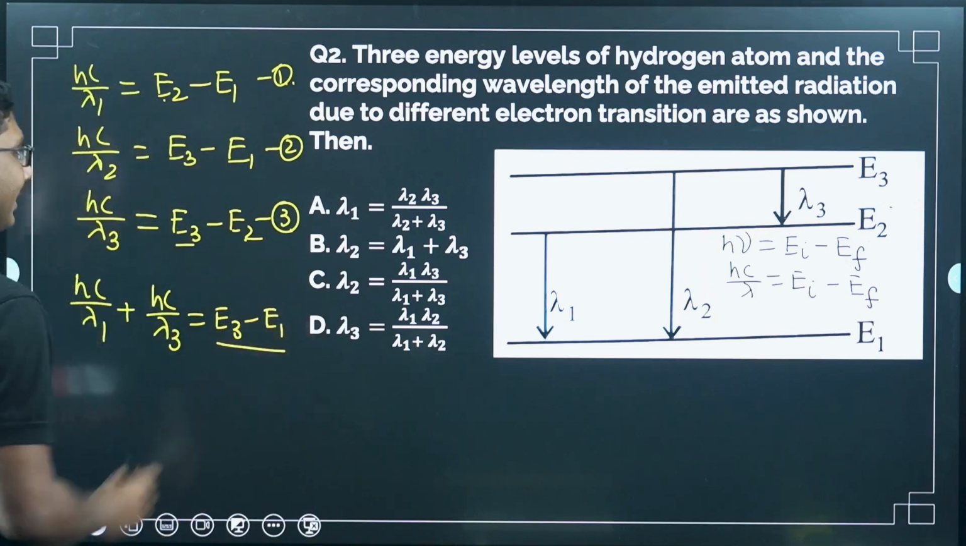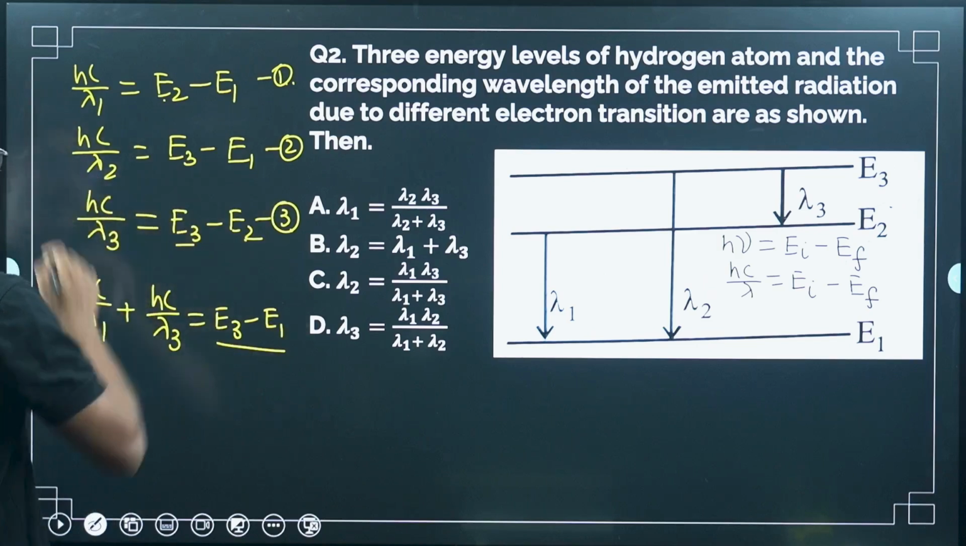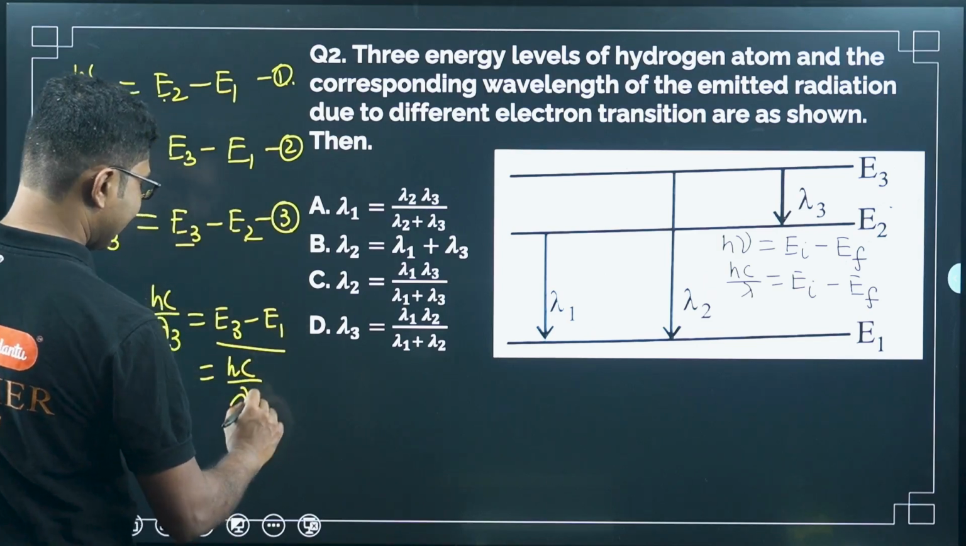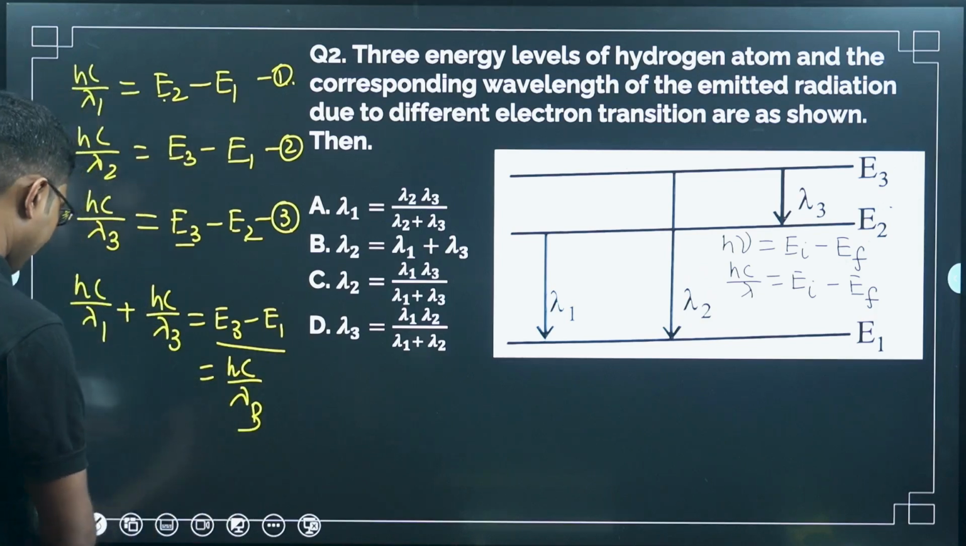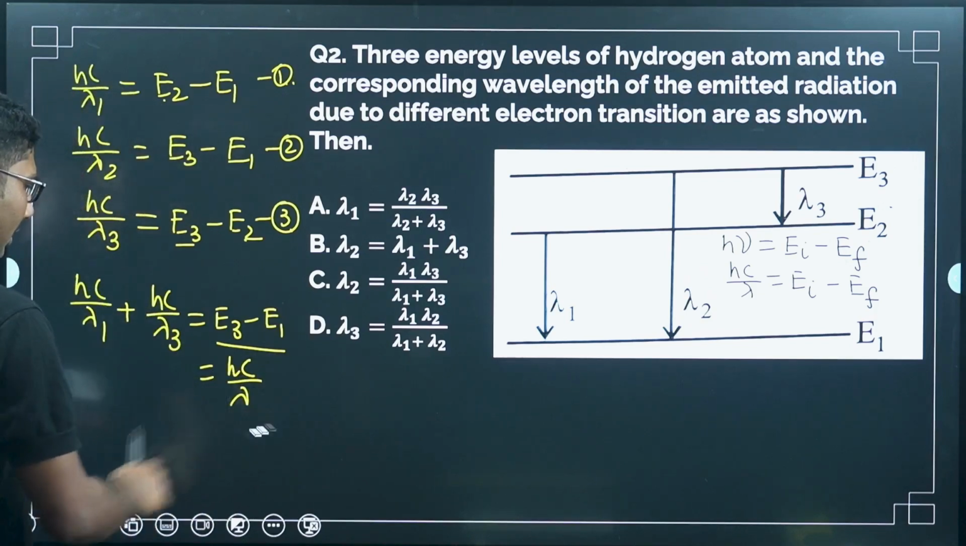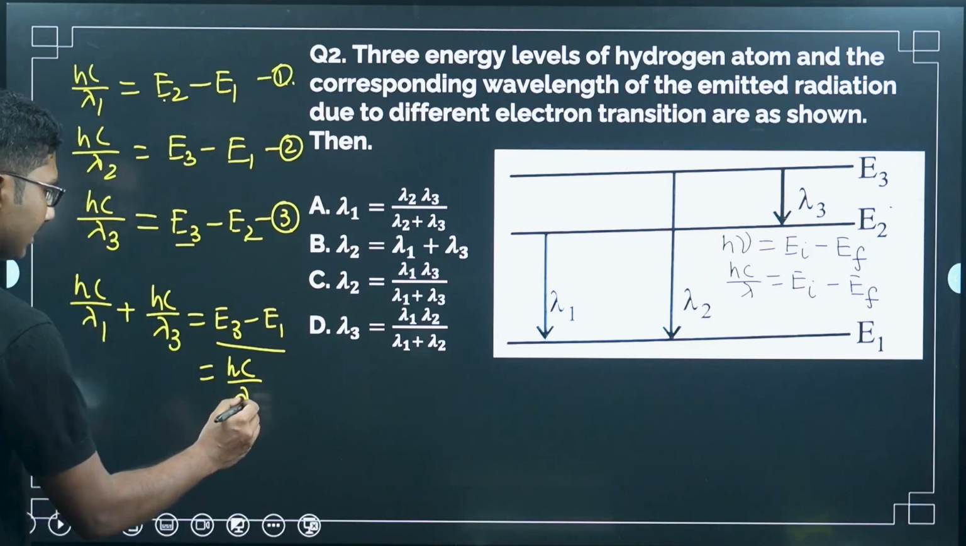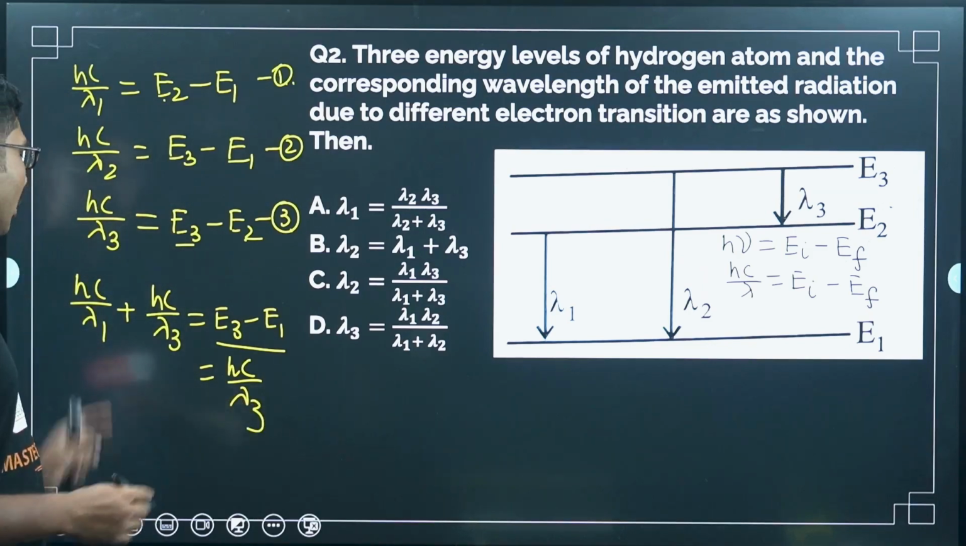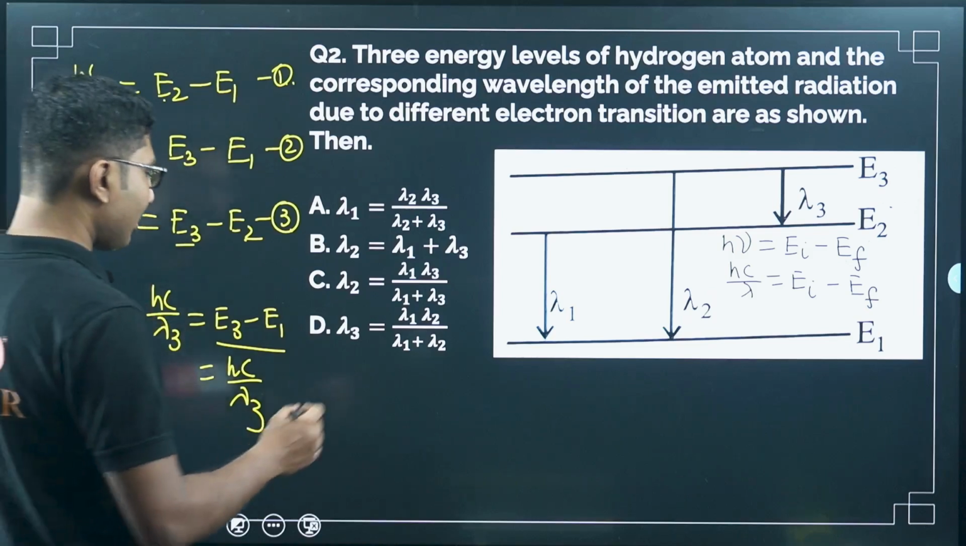So what will be left? E3 minus E1. Now what is E3 minus E1? E3 minus E1 is hc by λ2. So our physics is over here. Now next is only mathematics, some calculations, some approximations. First of all, we will cancel all the hc.